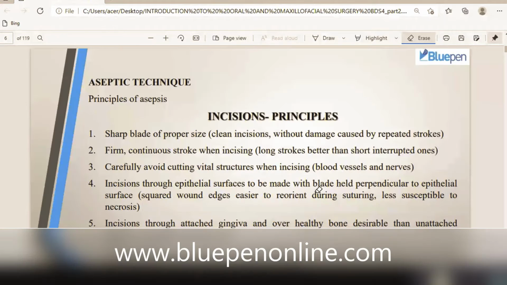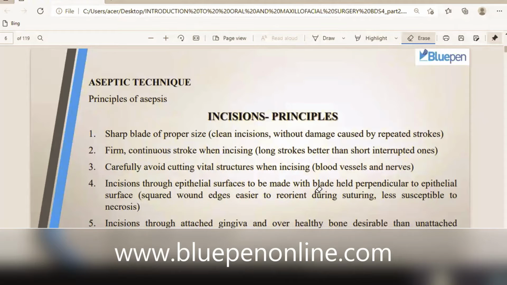Okay. Now the aseptic technique. As I told, you have to do all the asepsis. You have to put on the gloves. You have to do all the aseptic techniques. You have to sterilize all the area. You need very well sterilized instruments. All these things you have to take care of. Now we are coming to the surgical part. We are going to give an incision to the patient.